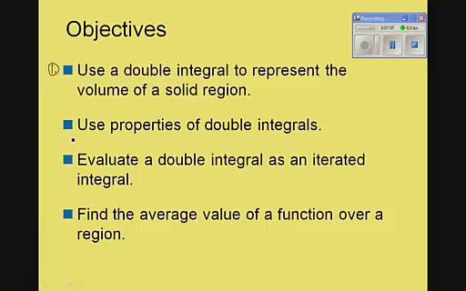So what are we going to do in this situation? We're going to be talking about the volume under a surface. What do I mean? From the surface to the xy plane. If z equals a function of x and y, then that's what we have.